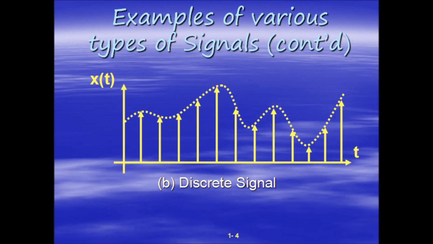On the other hand, we also have discrete signals. We can only have those samples at every period, capital T. So this figure shows a discrete signal. We only have some pulses. Generally, a discrete signal can be obtained by sampling a continuous signal.